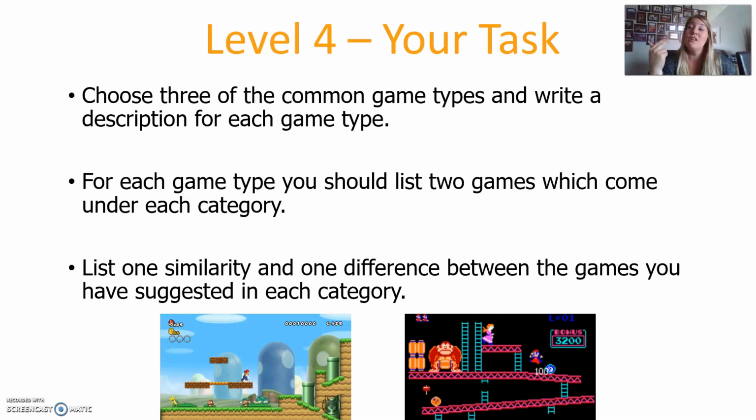Okay. The difference between them is that Mario is a side platformer game, so we go from left to right and we're trying to get to the end to save the princess, whereas in Donkey Kong you're travelling up the way. They're still platforms, but you're moving up the platforms to try and get to the top. Okay, so that's what you're doing, but you need to do that for 3 game types, not just 1, as I've demonstrated.